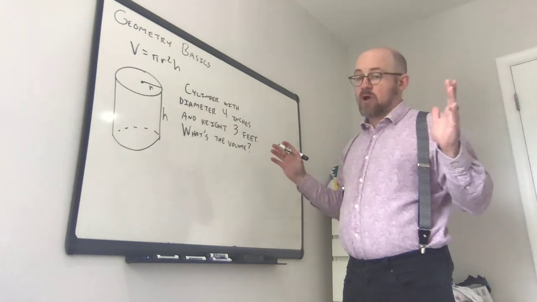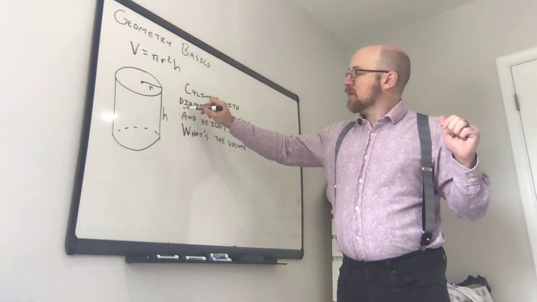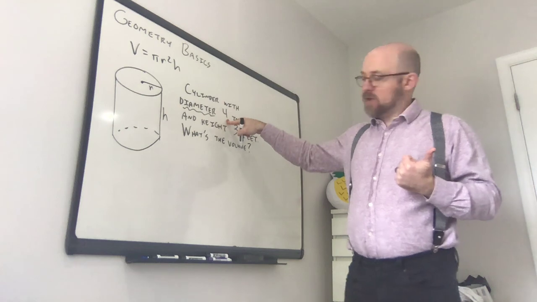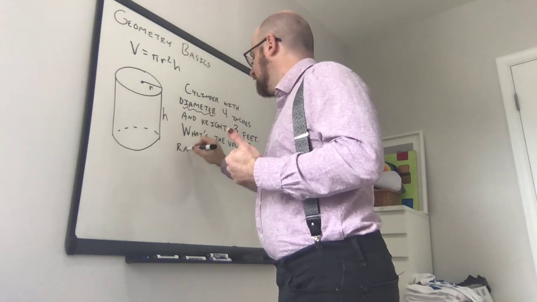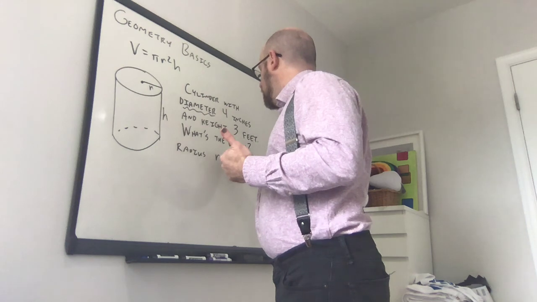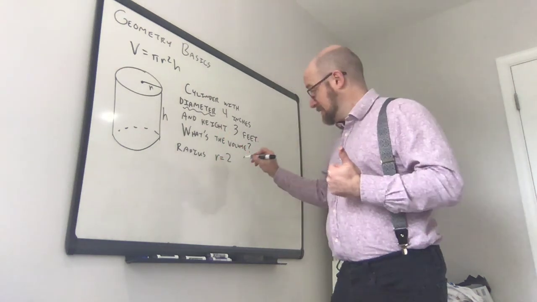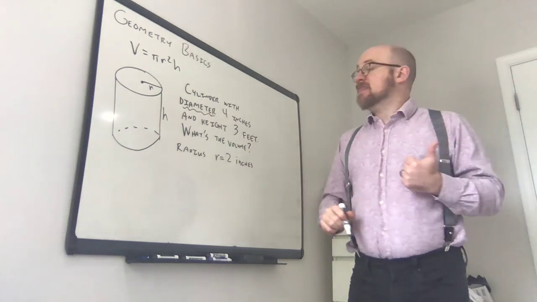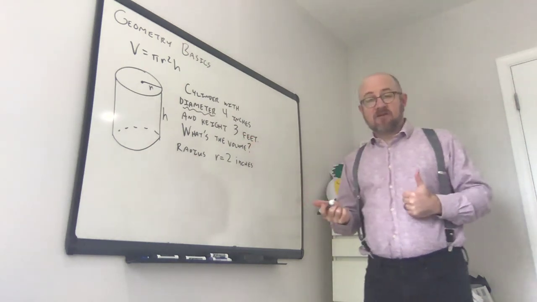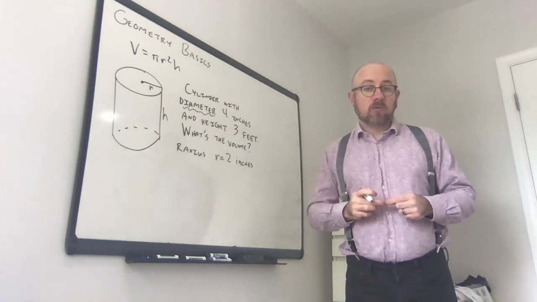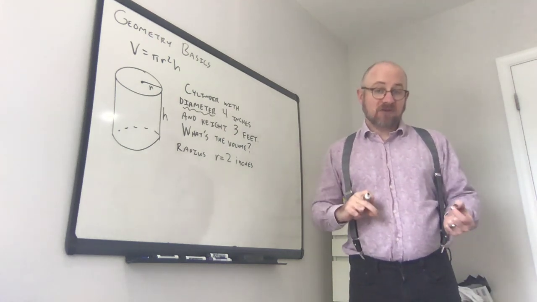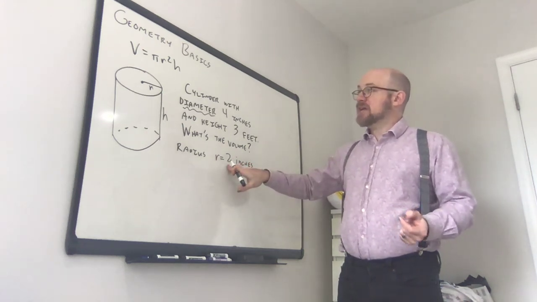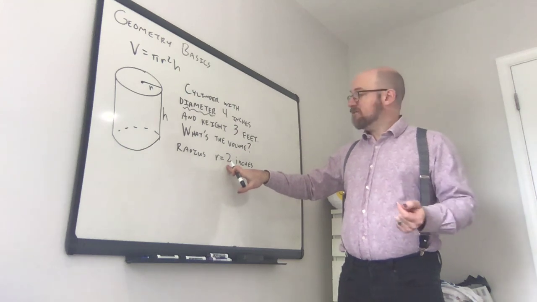Okay? And there's 2 things that are wrong with that. For one thing, this 4 inches is not the radius, it's the diameter. Okay? So here we have a radius, r equals 2 inches. Okay? The other thing is we need to be careful to make sure that all of our measurements are in the same kind of units. Okay? So you can't say that it's 2 inches squared times 3 feet.